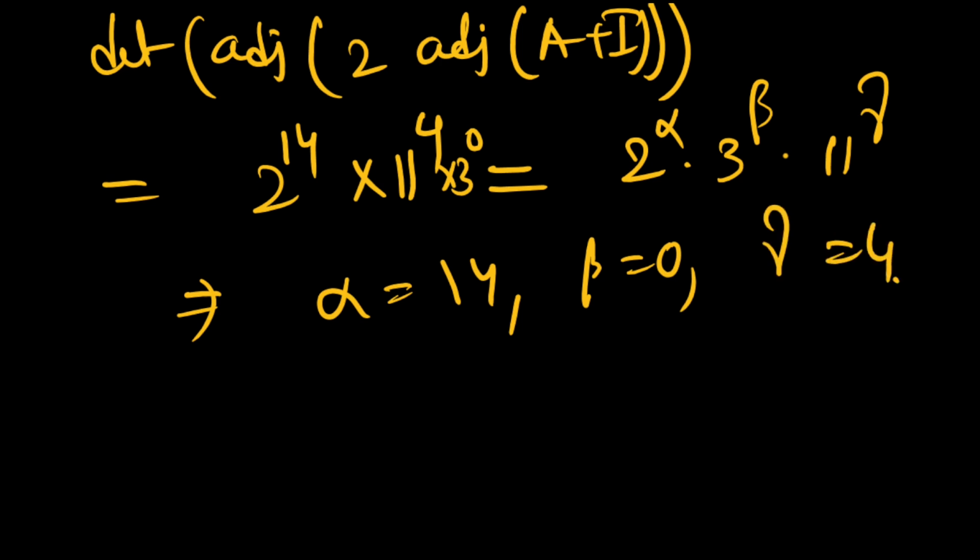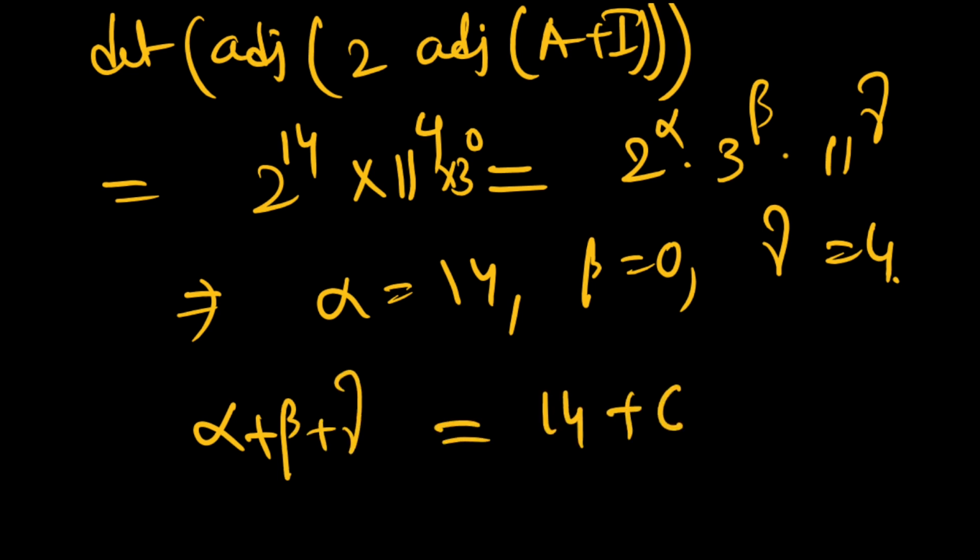The question asks what is the value of alpha plus beta plus gamma. So that is 14 plus 0 plus 4, which is equal to 18. So we got our answer.